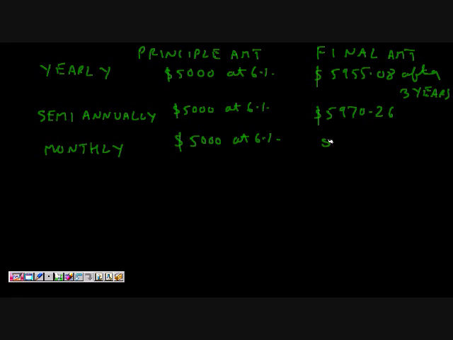As you can see, as the frequency of interest calculation increases, so here we are calculating interest twice, the amount is $15 more than when you calculate it yearly. And when you calculate it monthly, the amount is even larger. It's about $13 more than the semi-annual interest. So again, just to summarize, as the frequency of interest calculation increases, the final amount increases simultaneously with that.